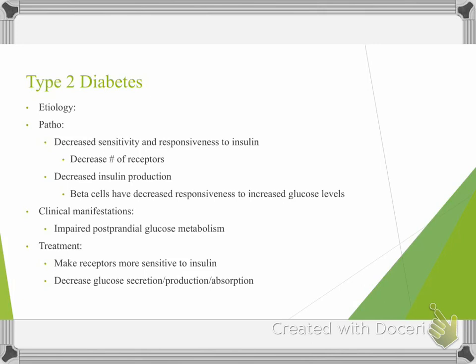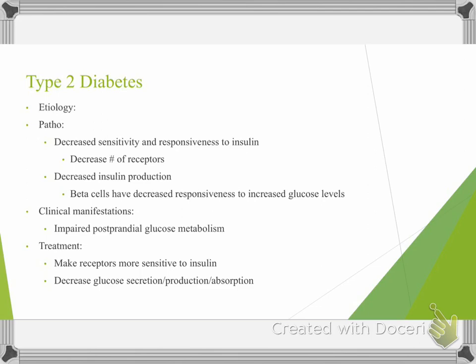And then the beta cells have decreased responsiveness to the increased glucose levels. So Lewis will say that it causes a temporary increase in insulin production at first, but then the insulin production will decrease over time. So eventually you have a decrease in insulin production, and that's when you have type 2 diabetics who need insulin instead of these other medications that we're going to talk about.